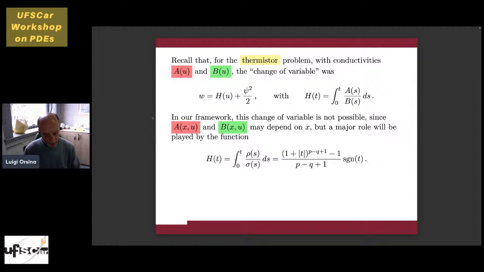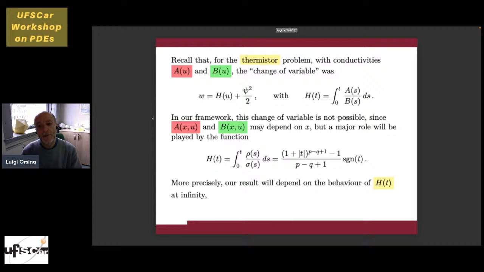And here we begin to see that there should be a relation between P and Q, because of course, if the exponent of T in the right-hand side is positive, that is to say, if P is larger than Q minus one, this is an unbounded function which explodes at infinity. If it's zero, there will be a logarithmic growth, for example. And if it is negative, it is a bounded function. So for example, if you look above, H of U is going to be a bounded function. You cannot recover any information on U from something you know on H of U. But anyway, this will be the main function we will use, and everything will depend on the behavior of H of t at infinity.